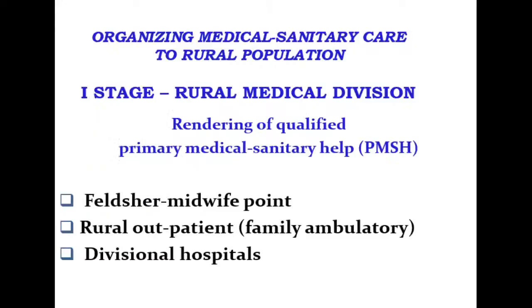First of all, we say that in the village area the role of the felsher is very high. That is why the first stage consists of what is called the rural medical division, and in this division there are three types of establishment: first of all, felsher-midwife points, rural outpatient or family ambulatory, and divisional hospital.